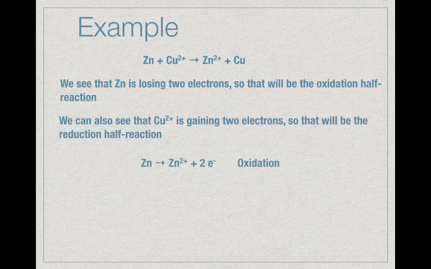We have zinc going to zinc 2+ plus 2 electrons. Anytime we're writing our half reactions, we have to make sure that we remember to put in electrons on the appropriate side. Oxidation half reactions have electrons as products. Reduction half reactions have them as reactants. So here we have copper 2+ plus 2 electrons going to copper metal. So we have both our oxidation half reaction and our reduction half reaction.